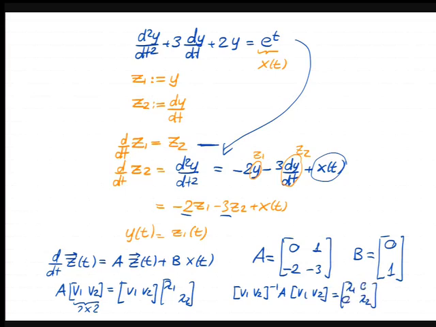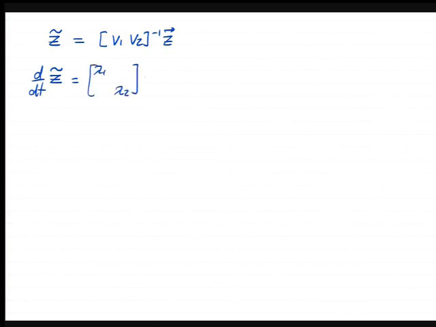Okay? So that's the first step. The second step is to define a new state that is actually in the diagonalized form. So let's call that z tilde, V inverse z. So when you do that, d by dt of z tilde, or I said I'm not doing dots, right? So d by dt of that is going to be the diagonal matrix lambda 1, lambda 2 times z tilde plus V inverse times [0, 1] times x.